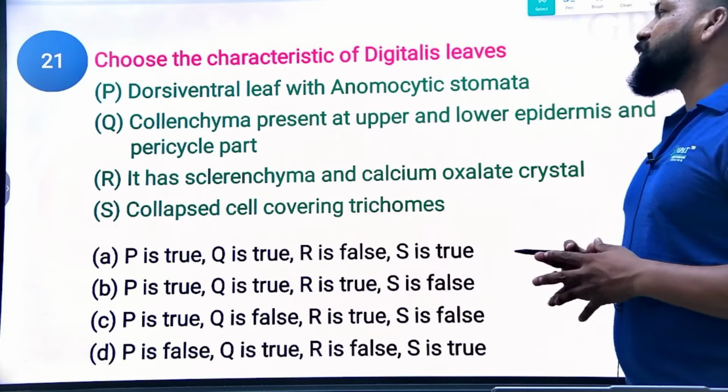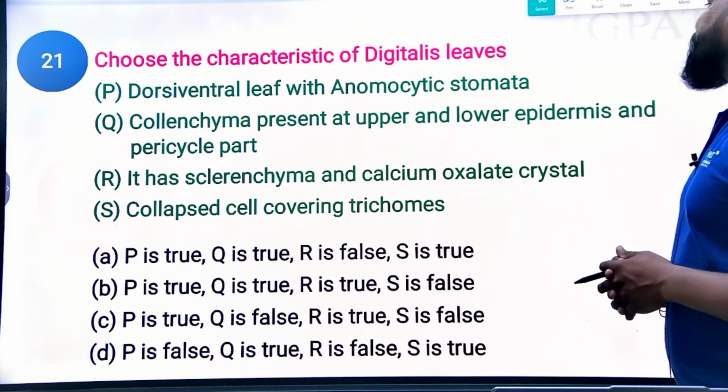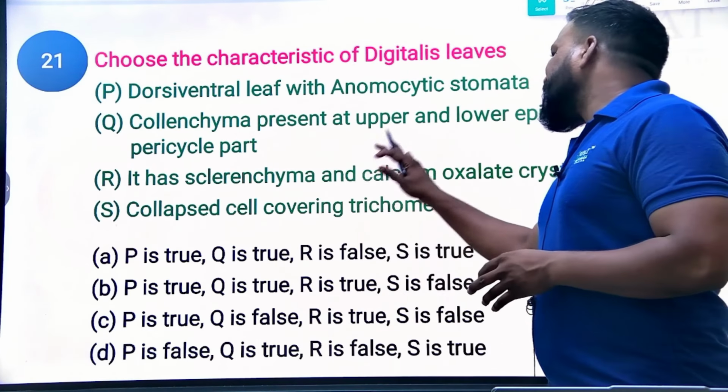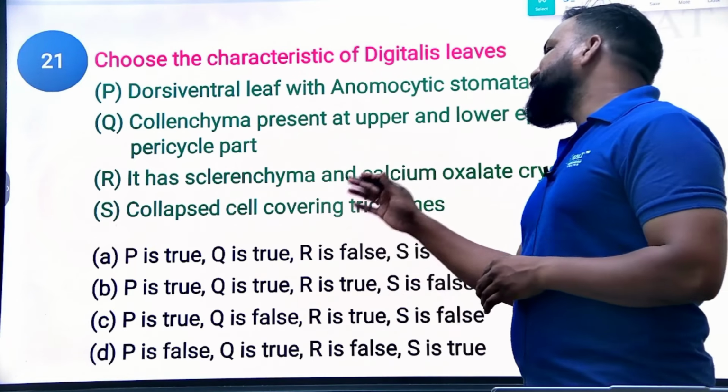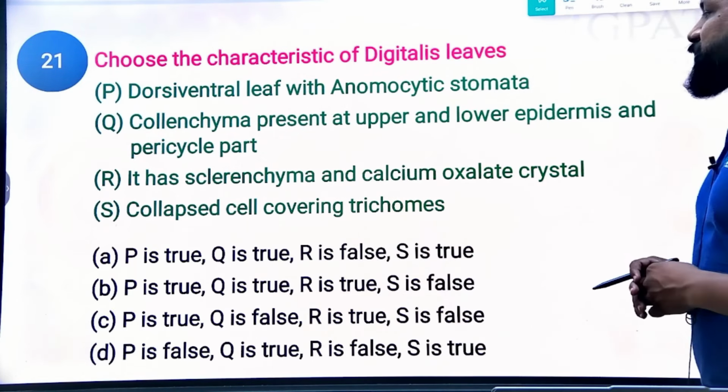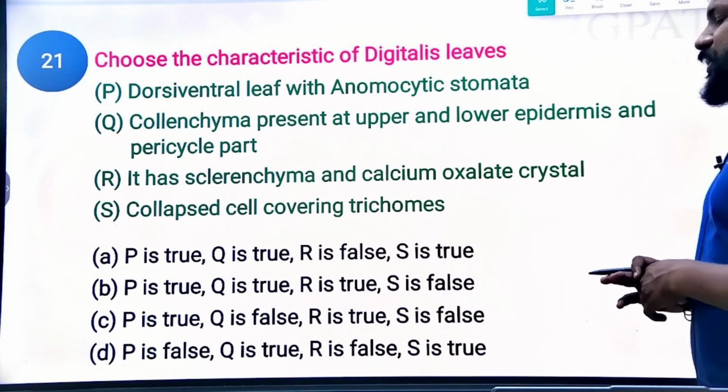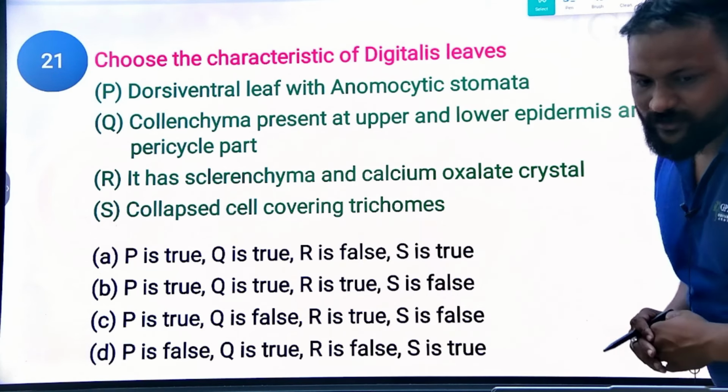It contains a dorsiventral leaf with anomocytic stomata, and sclerenchyma present in the upper and lower epidermis and pericyclic part. Okay, and it has sclerenchyma and calcium oxalate crystals and collapsed cells covering trichome. So what is the right answer?